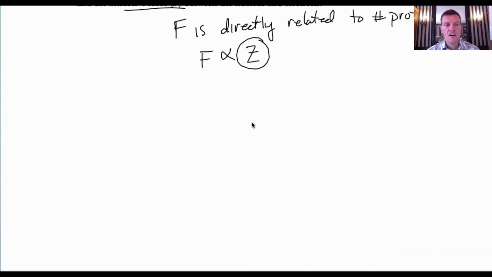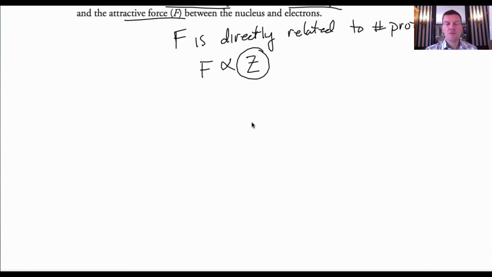Okay? All right. I hope that was helpful, learning a little bit about Coulombic attraction and learning that the distance between particles is going to have an influence on the force that they feel, as well as the number of particles is going to have an influence on the force that they feel, that Coulombic force between positive and negative particles.